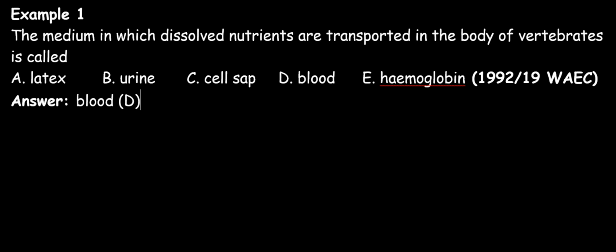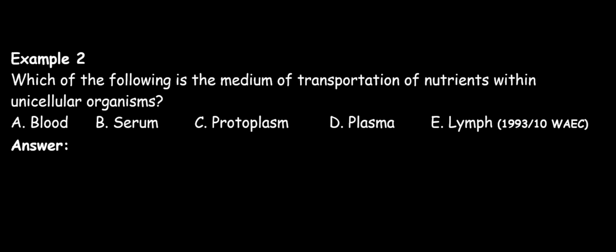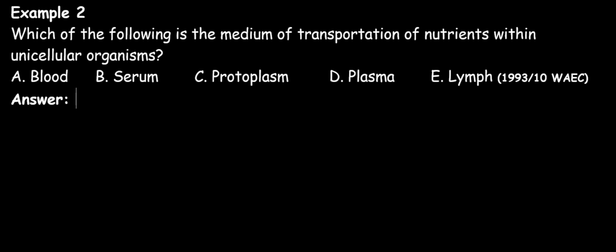Of note is that cell sap is also a medium of transport, even latex, but they are media of transport in plants. That is the cell sap and the latex. They are media for transport in plants. So now we'll go into our next question. It says, which of the following is the medium of transportation of nutrients within a unicellular organism? A. Blood, B. Serum, C. Protoplasm, D. Plasma, E. Lymph.